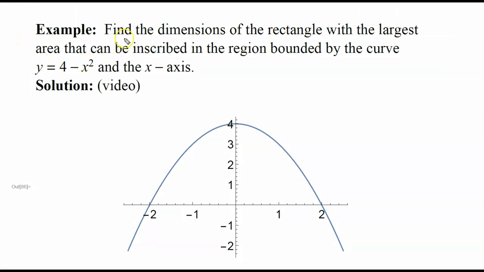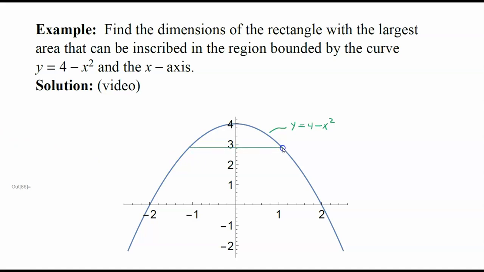Now in this example, we want to find the dimensions of the rectangle with the largest area that can be inscribed in the region bounded by y equals 4 minus x squared and the x-axis. So down here we have a graph of the curve y equals 4 minus x squared. And with this problem, what we want to do is inscribe a rectangle like this.